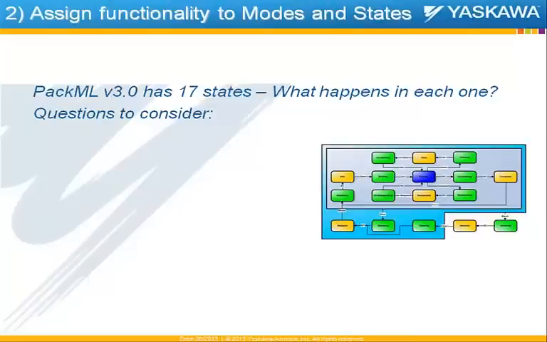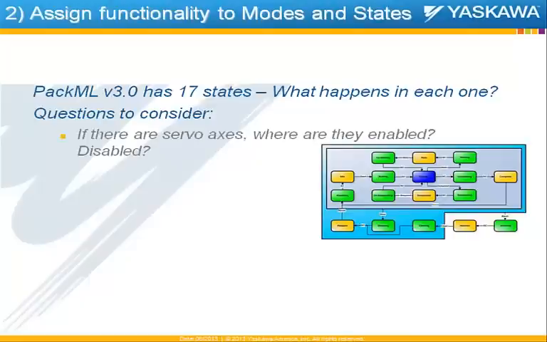And there's a couple of key questions, and I'll list them here. First of all, when we have a motion application, if there are servo axes, where are they enabled? And where are they disabled? I've seen some applications where, of course, they're always disabled in aborted, but in particular, this stopped state, I've seen it go both ways. Some applications want the servos enabled in between, say, during this clearing function, when you go from aborted to stopped. I've seen other applications where they prefer to put the enable in the resetting state when it goes from stopped to idle.